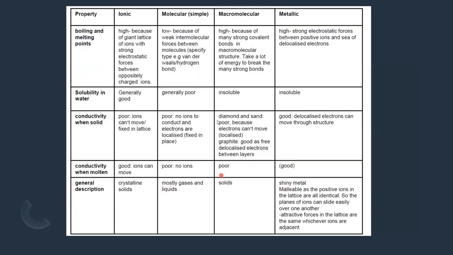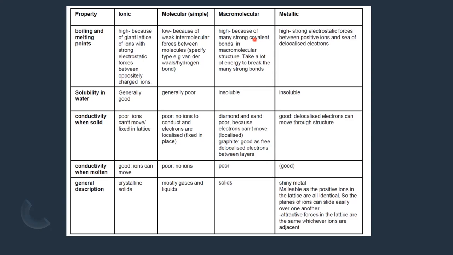When we compare properties like boiling and melting point, ionic compounds have high ones. What is the reason? Because there's a giant lattice, so a strong attraction is there between the oppositely charged ions. For simple molecular structures it is low because there's a weak intermolecular force, or we also say van der Waals force. For macromolecules, they have a high melting point because strong covalent bonds are there. Covalent bonds are always stronger, and they link the molecules with each other, so you have to break a lot of bonds. That's why the melting point increases.